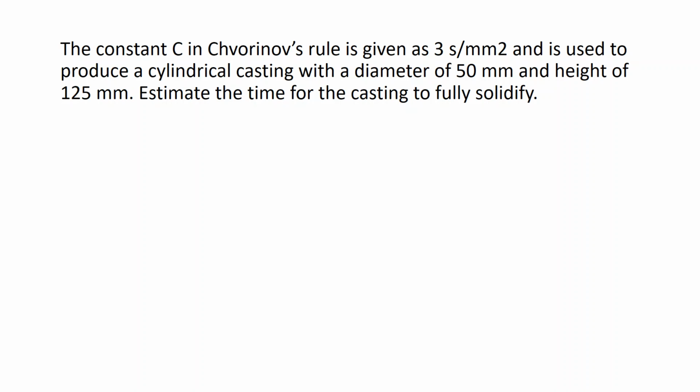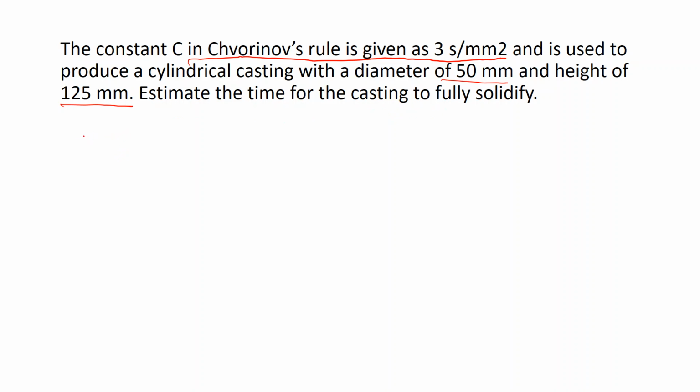Okay, let's try to solve this question. The constant C in Chvorinov's rule is given as 3 seconds per millimeter squared, and it is used to produce a cylindrical cast with a diameter of 50 millimeters and a height of 125 millimeters. You need to estimate the time for the casting to fully solidify. So essentially the question is asking us to find the solidification time.